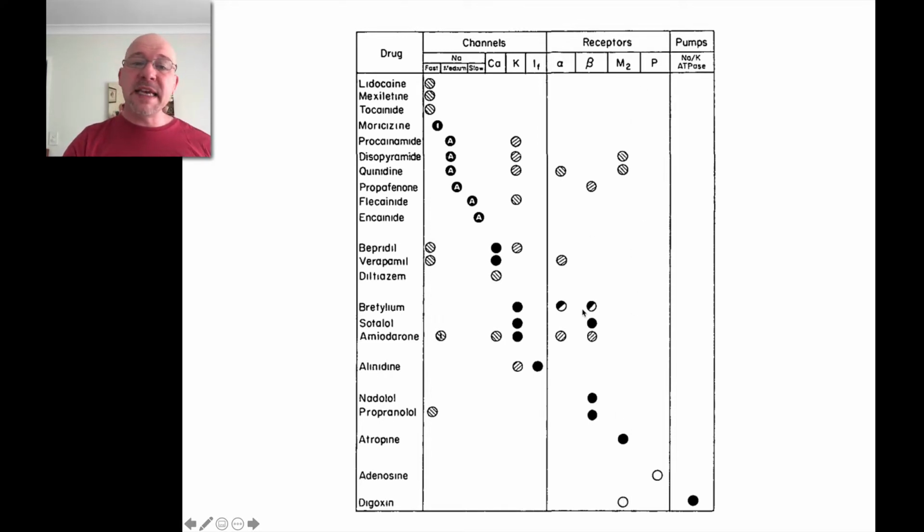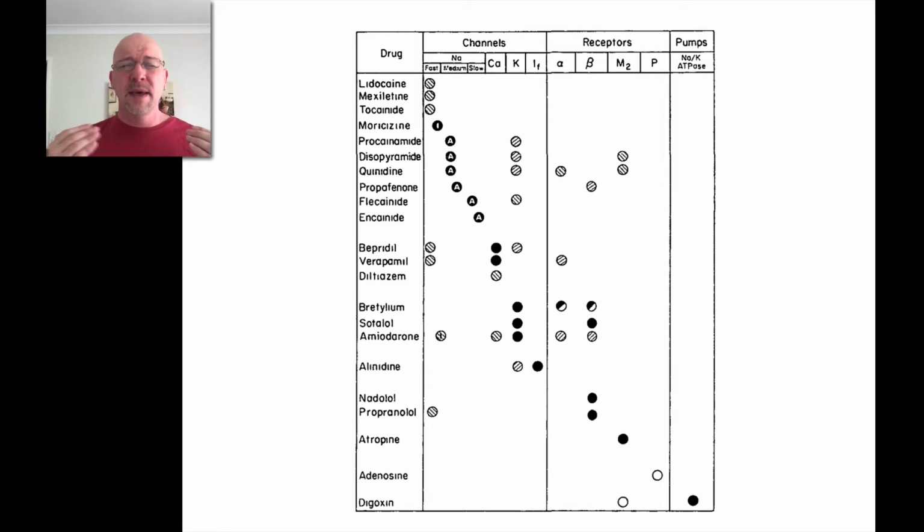So you can see, if you classify the drugs by where they work, on what channels or receptors or pumps they work on, it actually makes a little bit more sense. That's all the detail I'll go into about the Sicilian gambit. It's just a different way of thinking about antidysrhythmics and how they work.